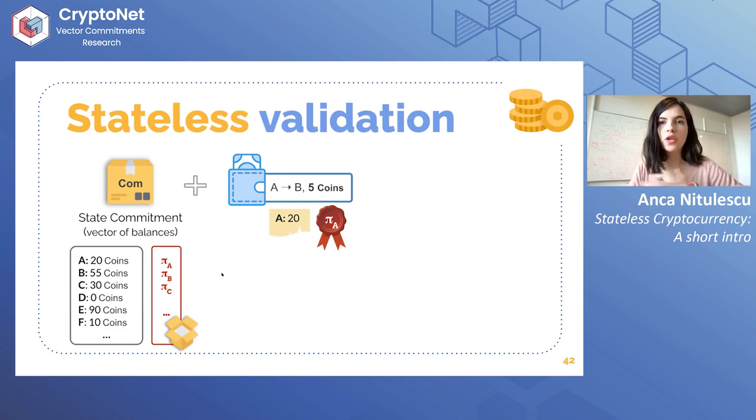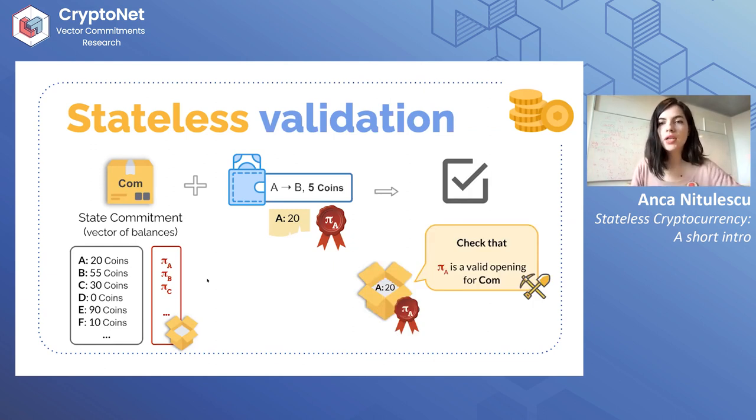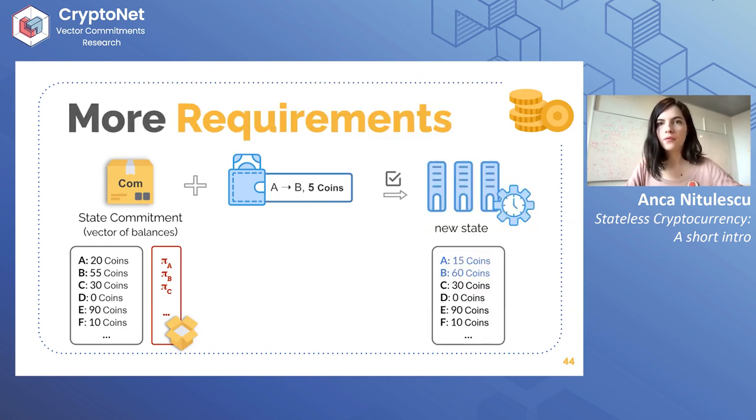So each user here will store their proof, PA, PB, and so on. A transaction will just show the value it has to transfer and the opening of one position, with the proof of that opening with respect to the initial commitment to the old state. A validator now just has to check this proof of the claimed value, 20, with respect to the commitment that they store, and never will look again at or download the whole state of the system. So that's a lot cheaper, but there are still other requirements for this solution to hold in this setting.